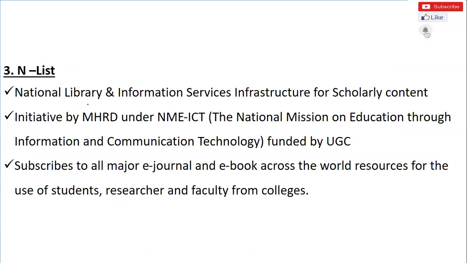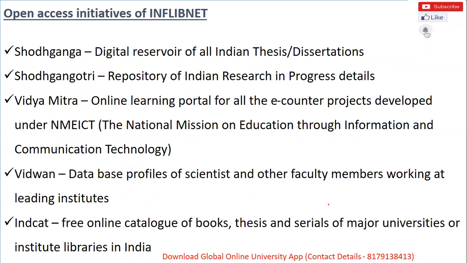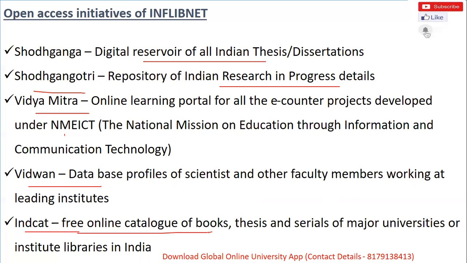N-LIST is the National Library and Information Services Infrastructure. It is an initiative again by MHRD, that is the National Mission on Education through Information and Communication Technology. It is subscribed to all the major e-journals and e-books across the world for the use of students, researchers, and faculty from the colleges. Next, you have open access initiatives of INFLIBNET, that is Shodhganga, a digital resource for Indian theses, Shodhgangotri, for research progress details, Vidya-Mitra, a portal for e-content projects developed by the NMEICT, Vidwan, a database of scientists and other faculty members of leading institutes, and InCat, a free online catalog of books, theses and serials of major universities.